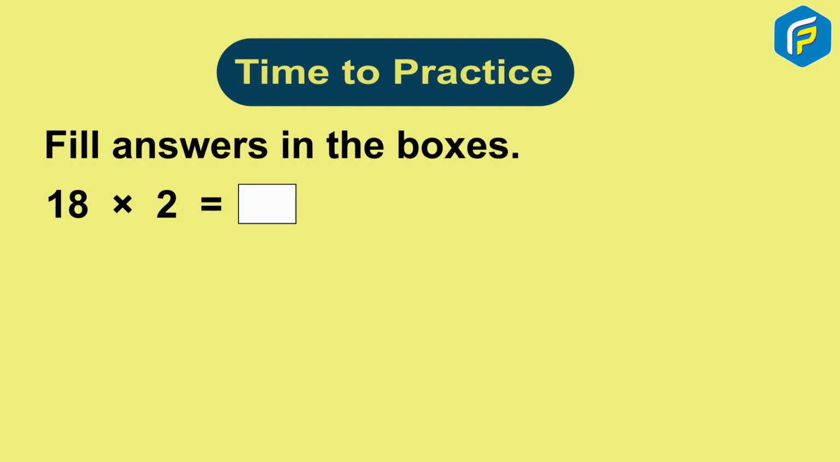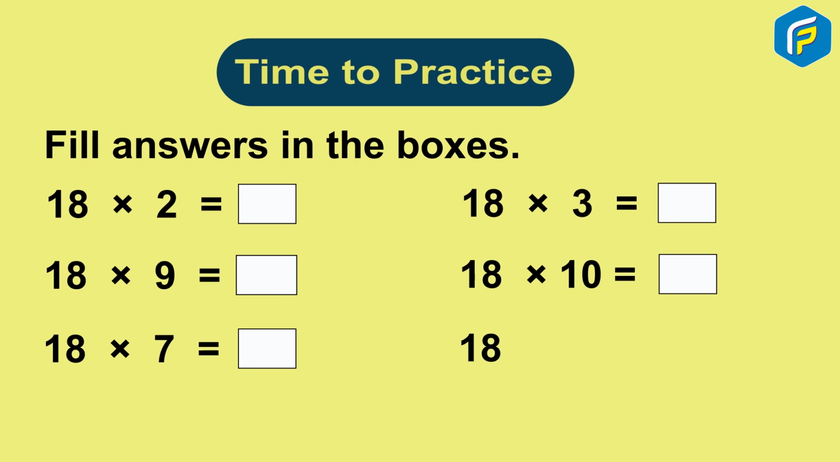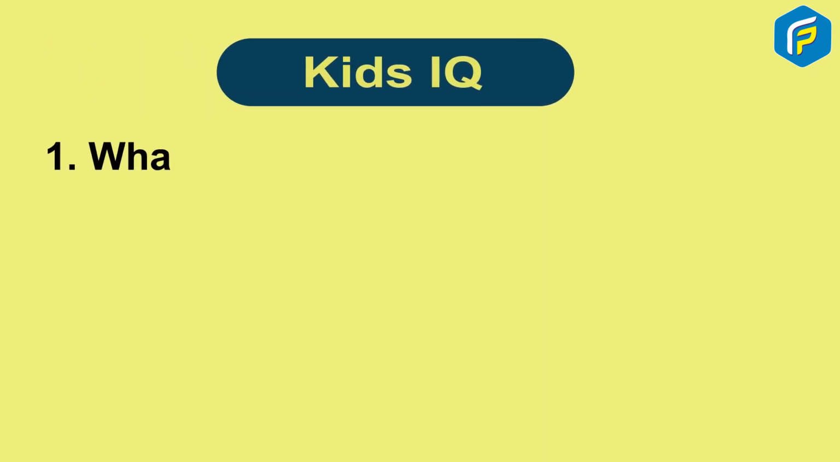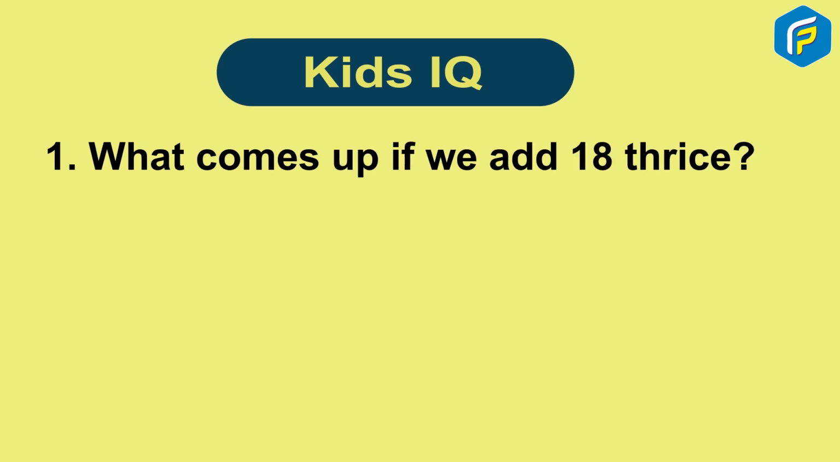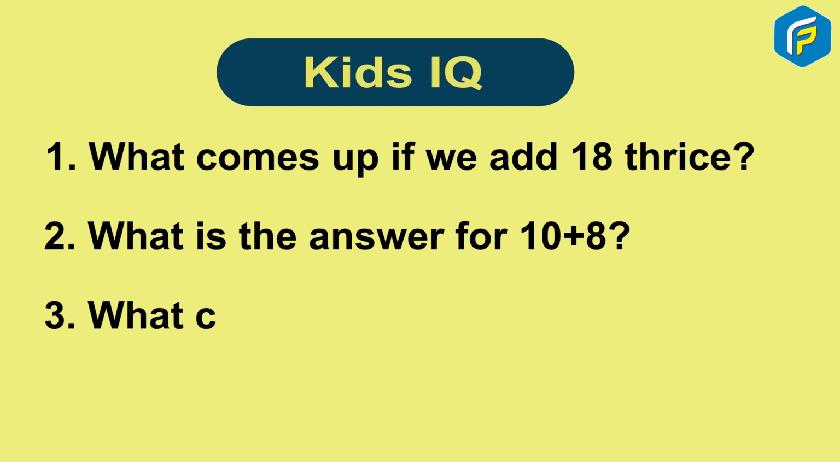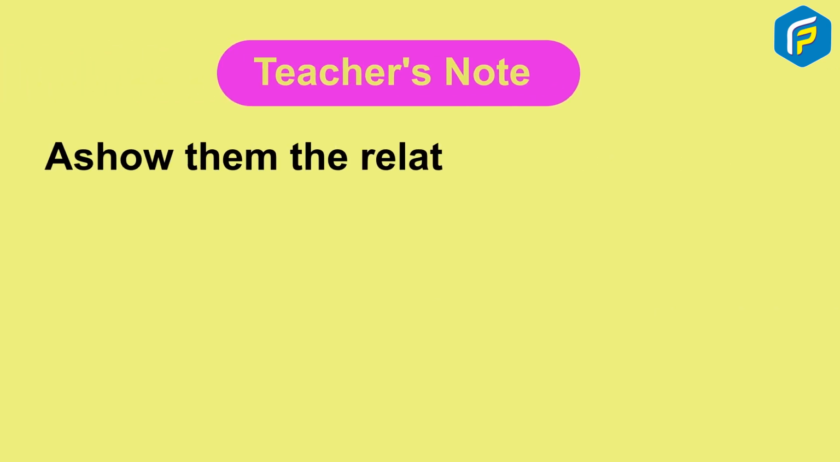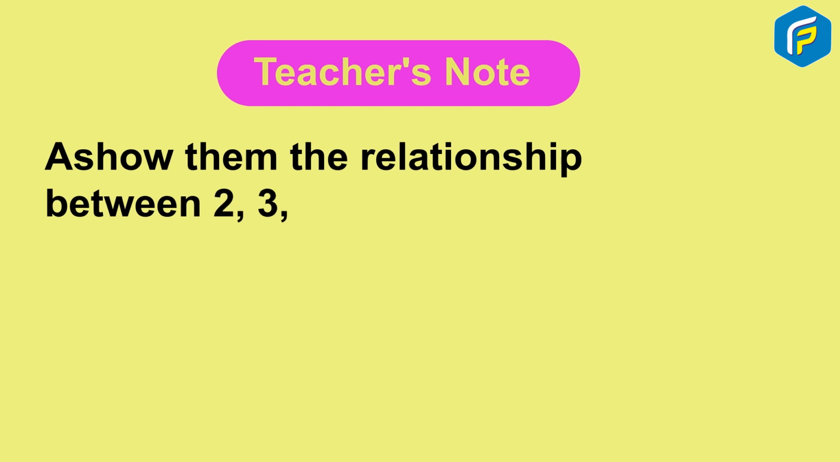18 into 2 is equals to, 18 into 9 is equals to, 18 into 7 is equals to, 18 into 3 is equals to, 18 into 10 is equals to, 18 into 6 is equals to. Kids IQ. What comes up if we add 18 thrice? What's the answer for 10 plus 8? What comes up if you multiply 5 with 6? Teacher's note. Show them the relationship between 2, 3, 6 and 9.